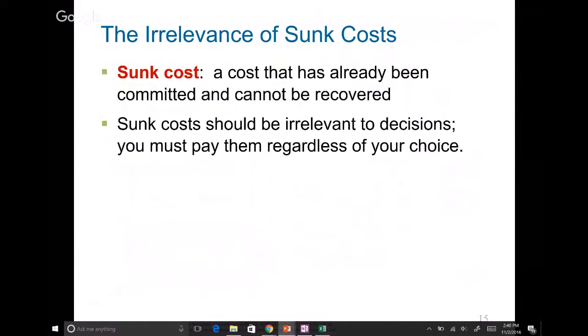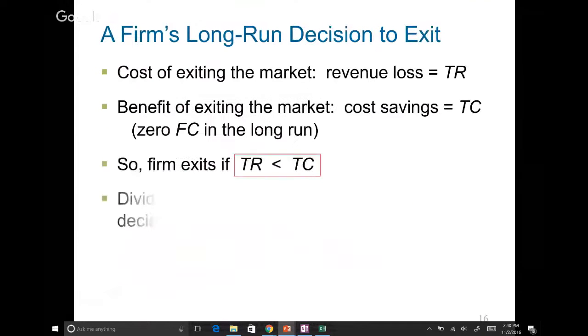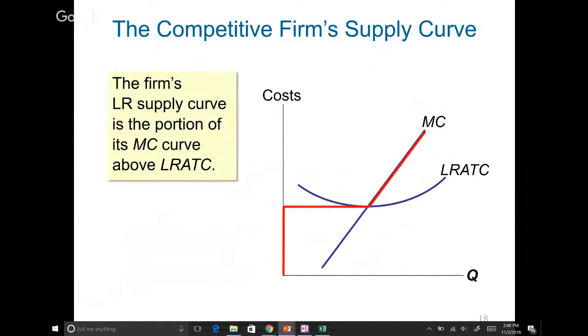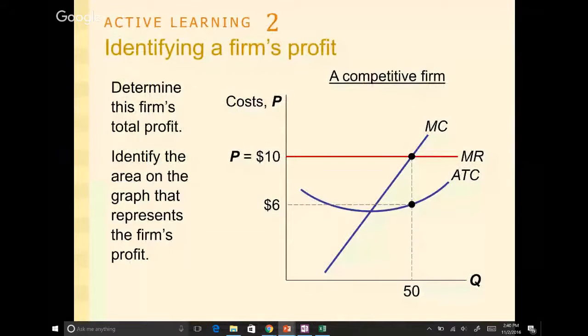And sunk cost is the cost you already paid for and cannot be recovered. This is a sunk cost. Let's keep going. Does anybody have any question at this point right now?